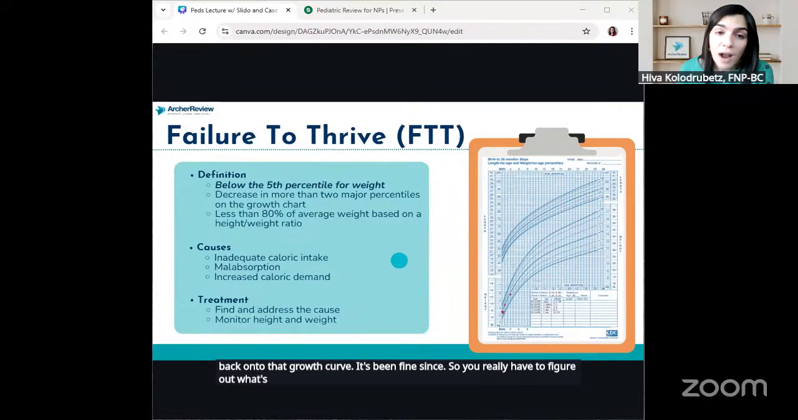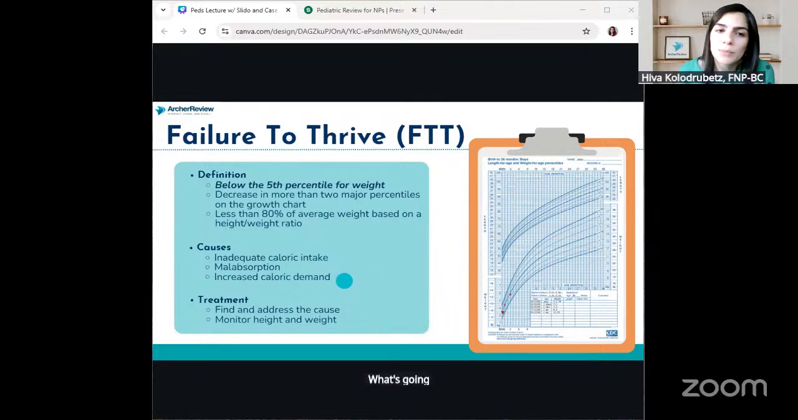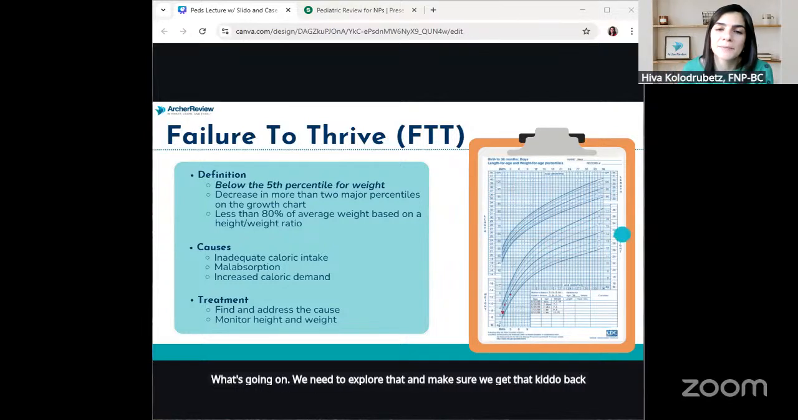If we see a drop in that weight, if we see a drop in 2 or more of those categories, again, typically weight and length, what's going on? We need to explore that and make sure we get that kiddo back on track, right? That's going to be really important.